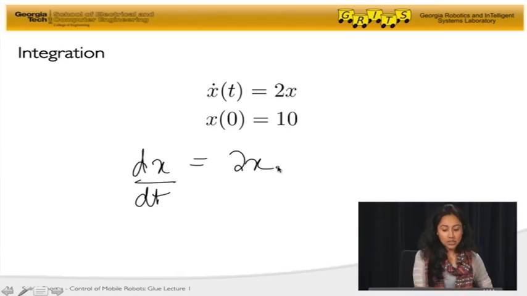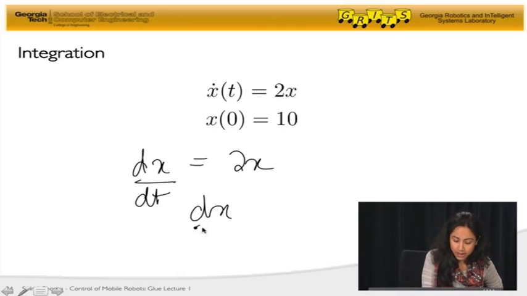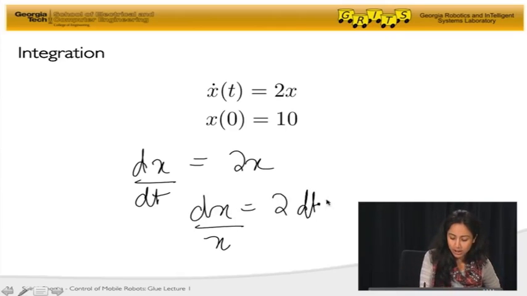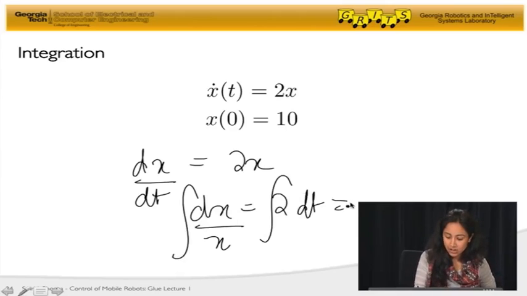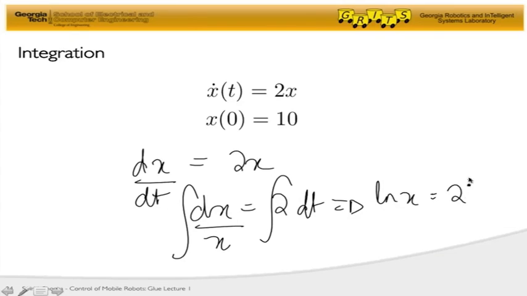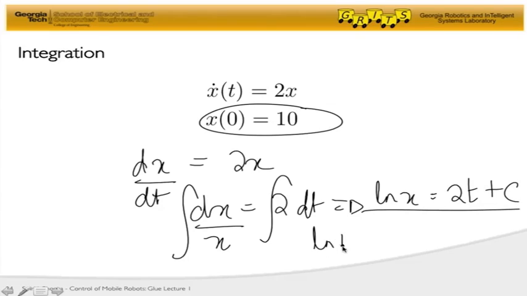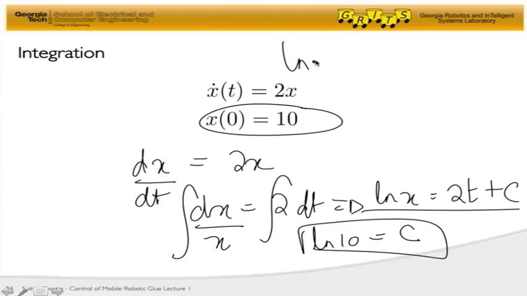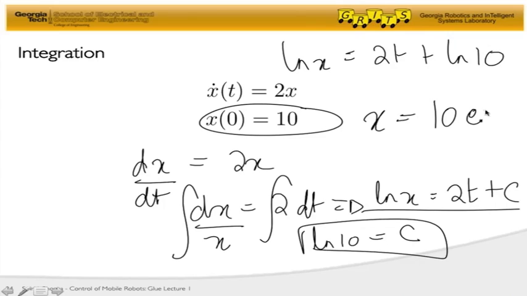Let's say dx by dt is 2x. You separate the variables real quick. So you say dx over x is equal to 2 dt. Integrate both sides. This is actually log x is equal to 2t plus c, where c is your constant. And now this is an equation in which you're going to plug in your initial condition. So log 10 is equal to c. And from here you say, okay, let me put all this back into my main equation. Log x becomes 2t plus log 10. And now you shift terms here and there, and you'll get x is equal to 10 e to the power 2t.